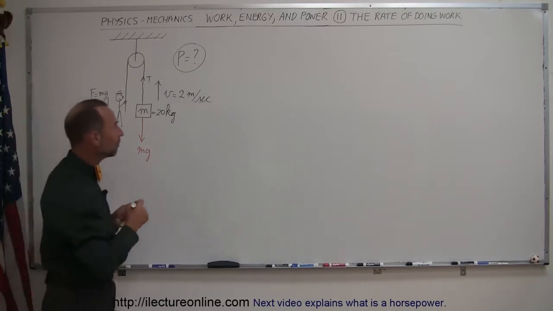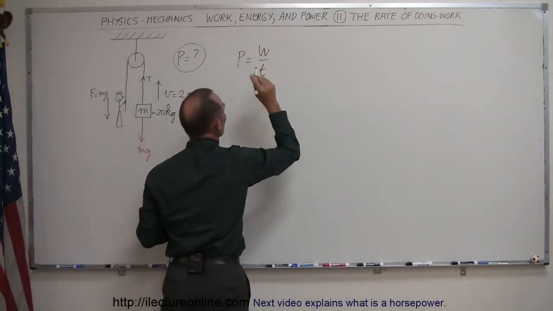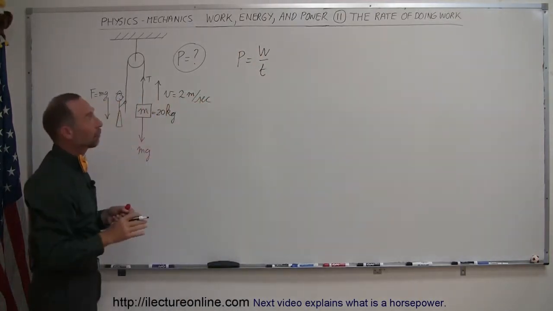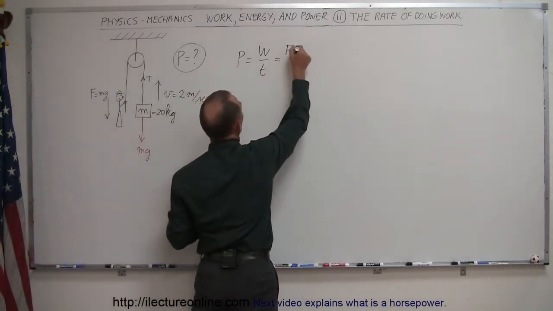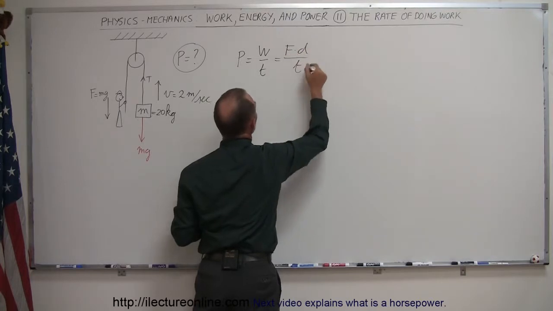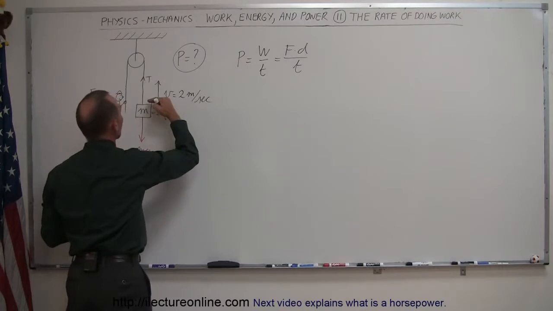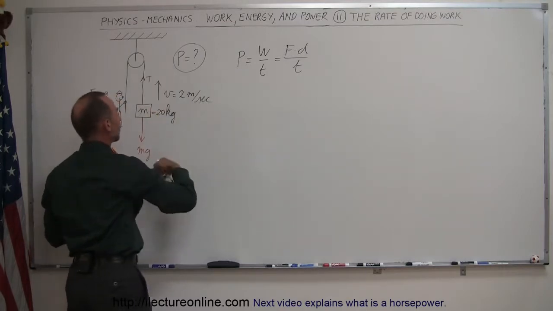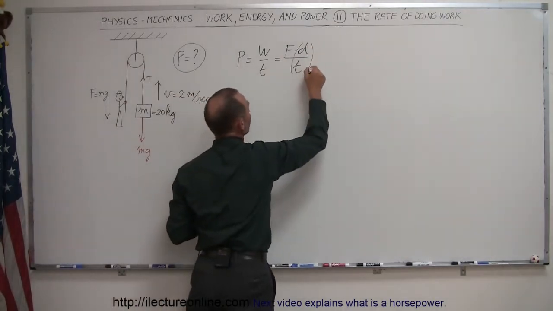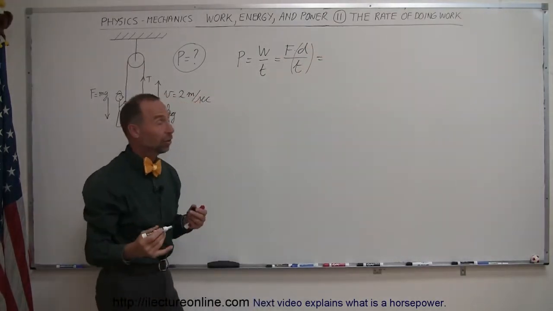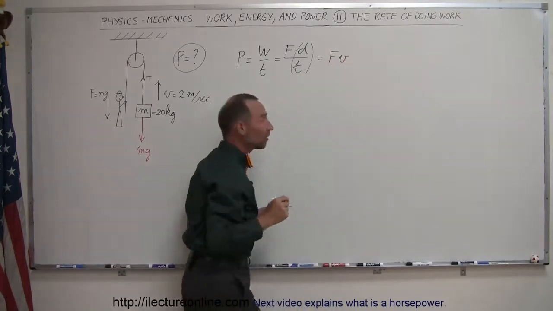So, the definition of power is equal to work divided by time. How much work can you do over time? And of course, work is equal to force times distance. So this is equal to force times distance over time. And of course, the force is the force by which a person pulls. The distance is how much it goes up. And the time is, of course, how much time that occurs. Now notice that distance divided by time is equal to velocity. So actually, we can say that power required is equal to the force times the velocity of this object.